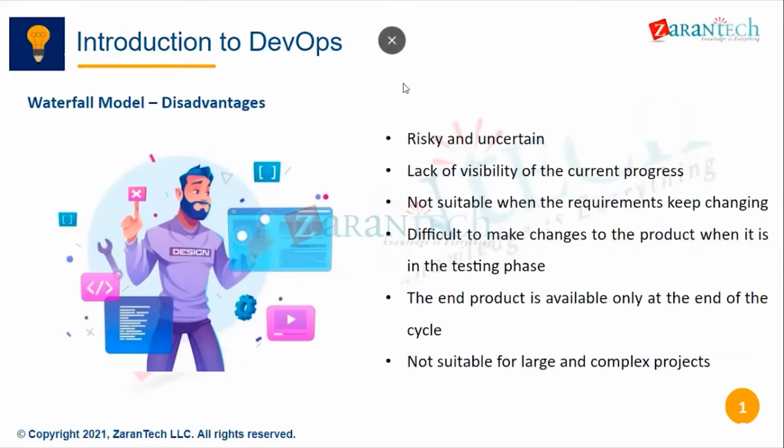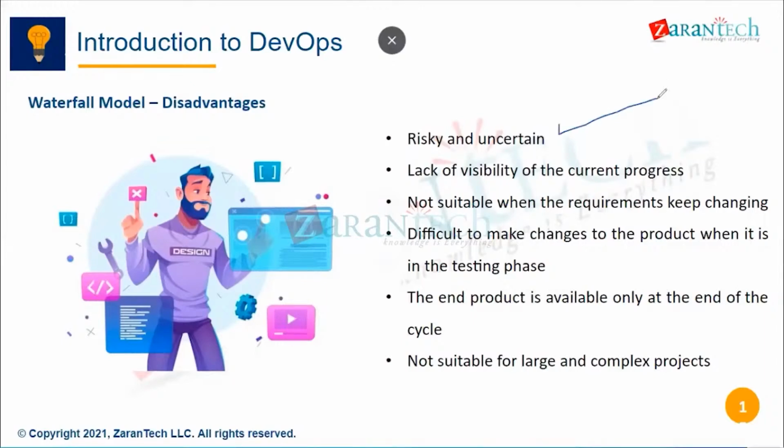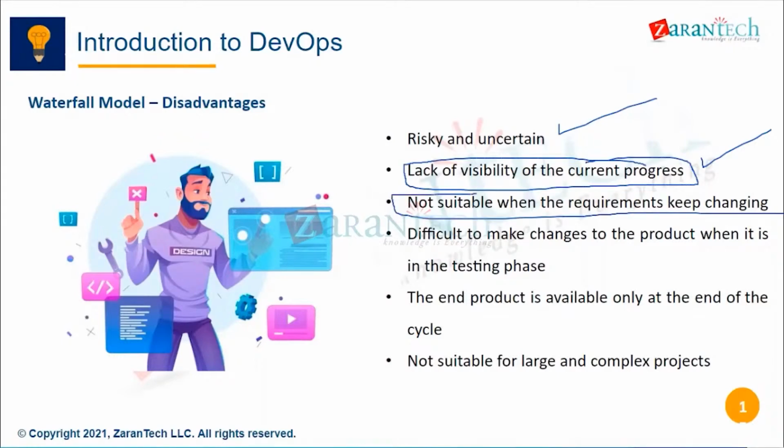Now, that's risky and uncertain. Lack of visibility, right? Because when the business analysts start working on something for the requirement, developers do not know what requirement gathering is happening. Not suitable when the requirement keeps changing. Oh God, this is a compounding effect.